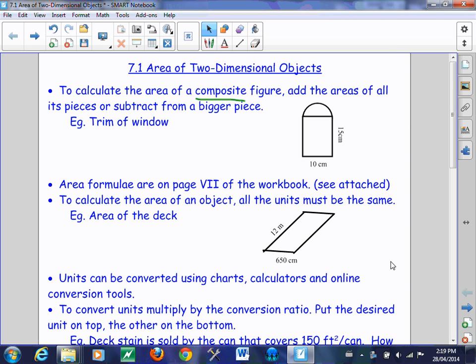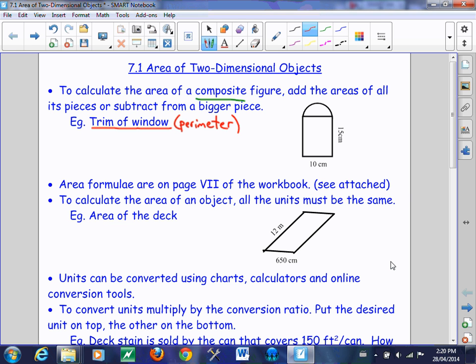Let's take a look at the example here. It says calculate the trim of the window. Well, the trim of the window, hopefully you're thinking of perimeter. And looking at this window we have here, be very careful, ladies and gentlemen, when you look at a window for trim, because this dotted line, this line that I marked in red, sometimes it's included and sometimes it's not. Since I drew it in, we're going to include that as part of our measurement. But if it was open and not included like that, then you wouldn't include it in your calculations.